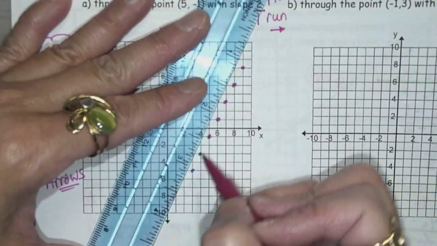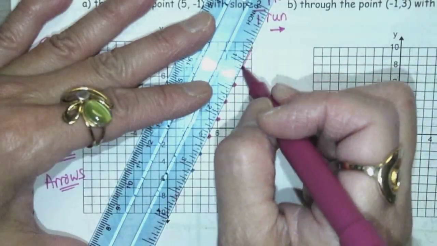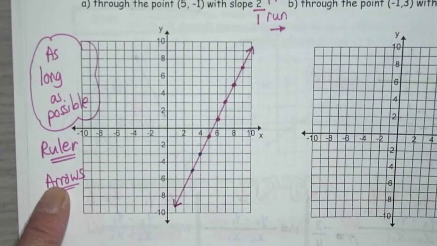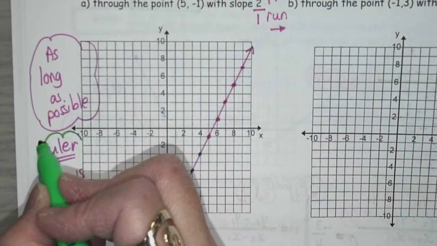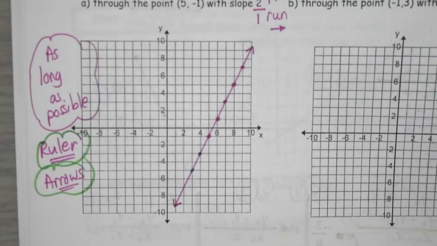If at this point you can only do the pattern to the right, that's okay. Eventually you'll get comfortable and you'll be able to do the pattern left and right. And I want you to put arrows on the end. So all of this is worth marks. You want to make sure you do arrows and make it as long as possible and do these points.